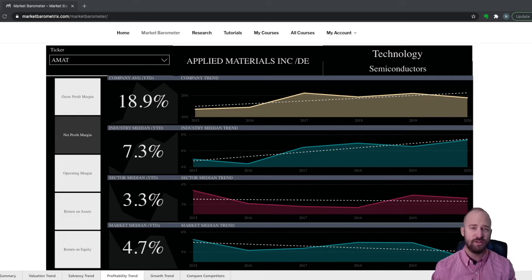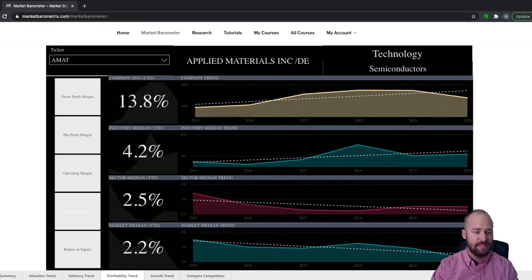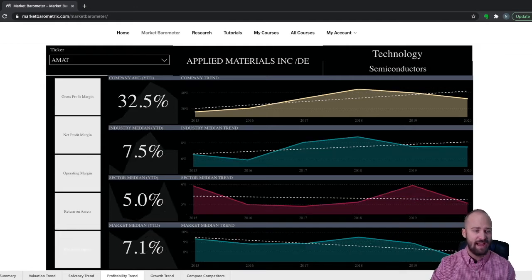Let's move on to return on assets and return on equity to see if there's any more information that we can gain from this section of the Market Barometer. So let's first take a look at return on assets. And look at that, Applied Materials has a substantially higher return on assets than its industry sector and market peers. And I'll bet if we look at return on equity, it will be similar. And look at that, Applied Materials with an average year-to-date return on equity of 32.5%. Almost 5 times the industry average.